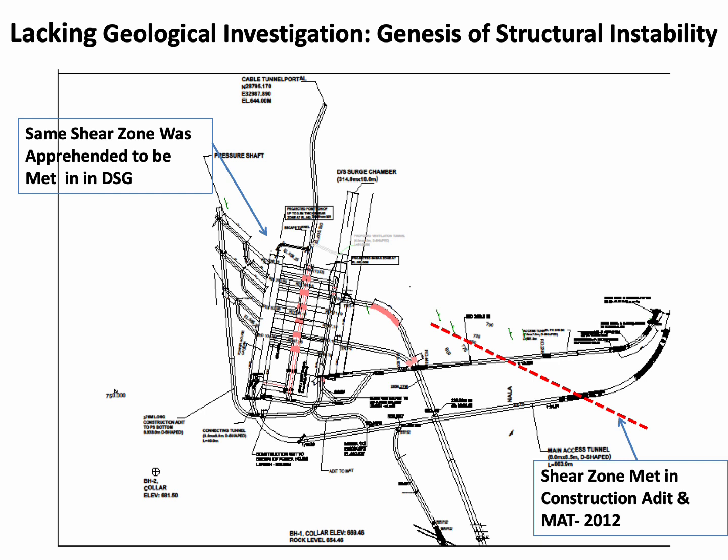The same shear zone was apprehended to be met in the downstream surge gallery. The resident geologist of the project had estimated that this shear zone, which was met in the construction tunnel and main access tunnel, would project and also be met in the three caverns. Actually, these two caverns were also initially having the same start point. So this shear zone was to cut all three caverns.